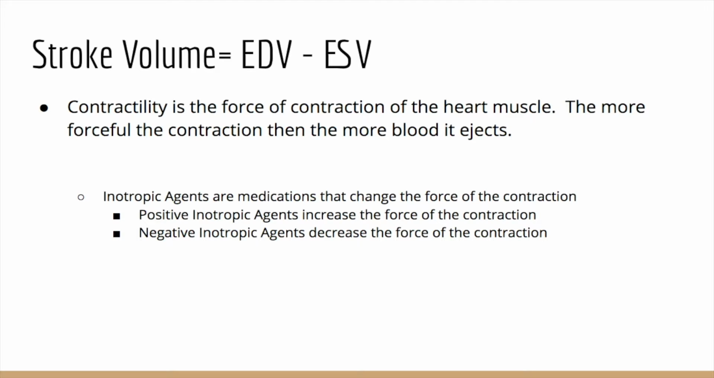Contractility is the third part of what influences stroke volume. Contractility is the force of contraction of the heart muscle. The more forceful the contraction is, the more blood it ejects. This can be influenced by medications as well, which we call inotropic agents, and they change the force of the contraction. If we want to increase the force of the contraction, we call those positive inotropic agents. And if we want to decrease the force of the contraction, we call those negative inotropic agents.